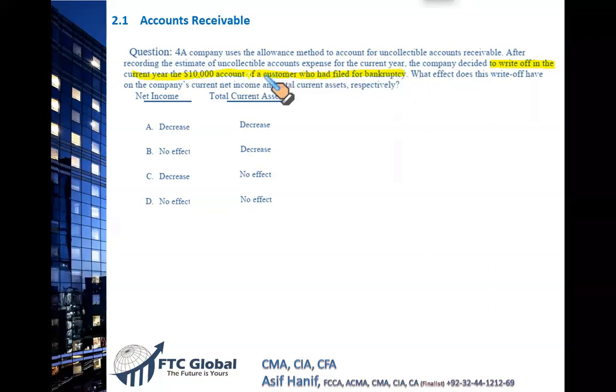So this customer is not going to pay. He has filed for bankruptcy. So this amount apparently is a bad debt. What effect does this write-off have on the company's current net income and the total current assets?